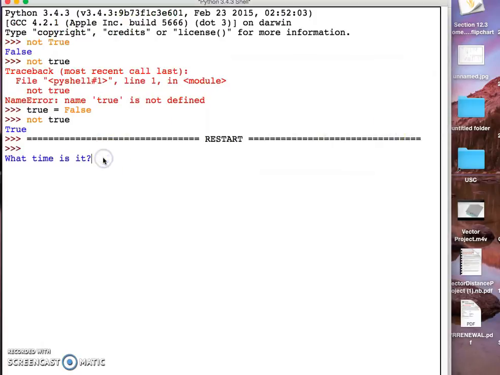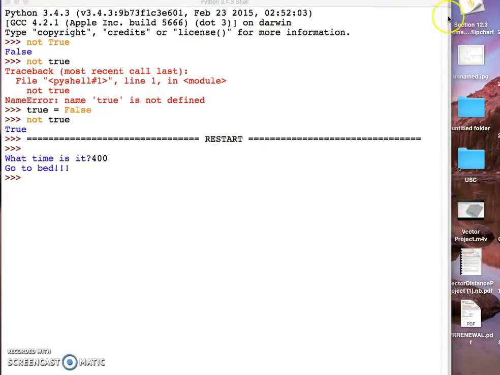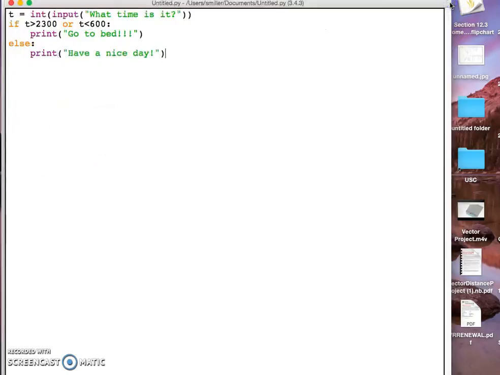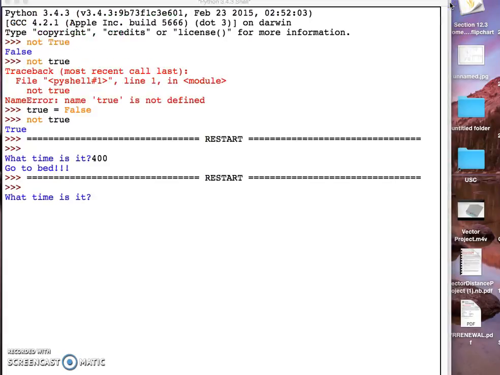And when I do that, you can see it brings us over here, and I say, what time is it? And I'm going to say, you know what, it's 4 in the morning. And it tells me, hey, go to bed, right? Or if I run it again, and I give it a time, like, it's 1 in the afternoon, 1,300 hours. Hey, have a nice day, okay?